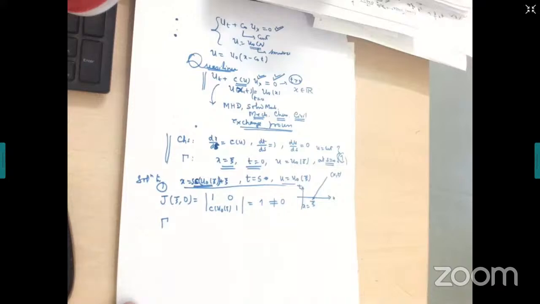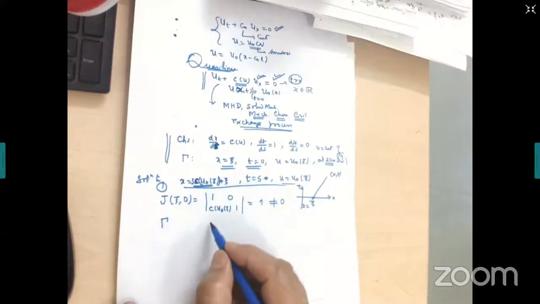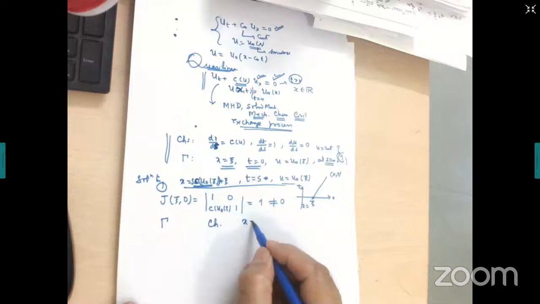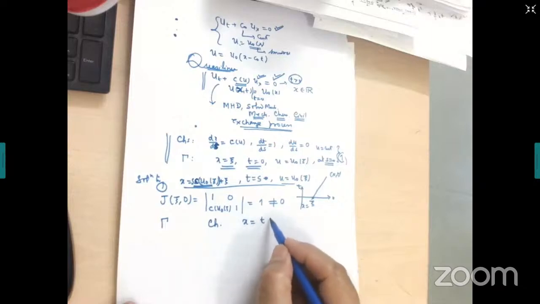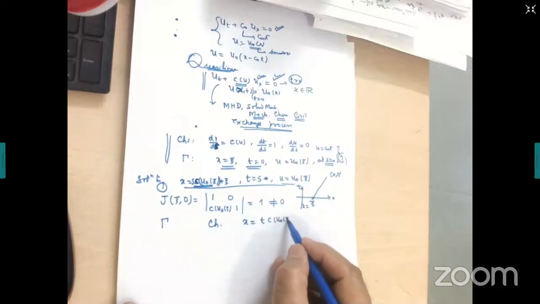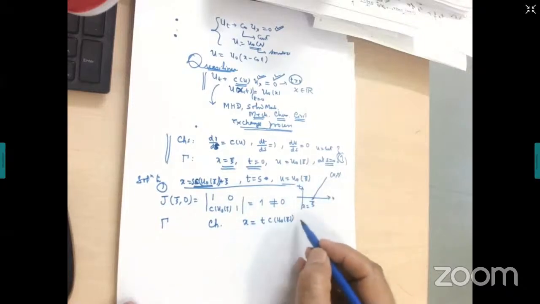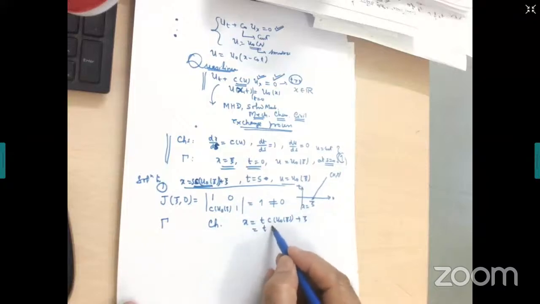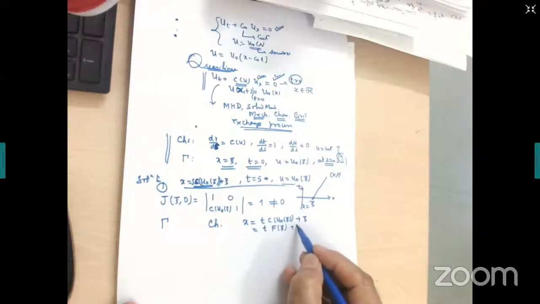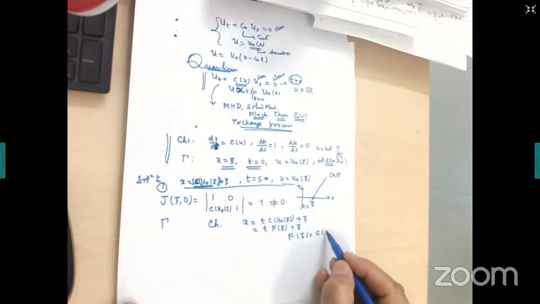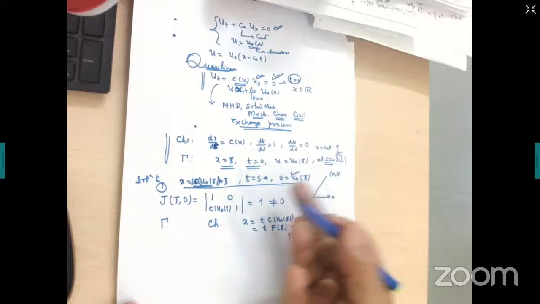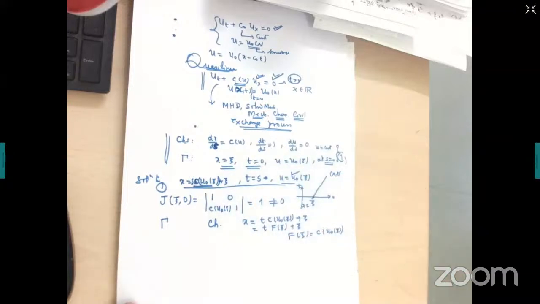These are the characteristics. Is that right? What is S? S is your T. So the characteristics, in fact, are X is equal to T times C of U naught xi plus xi, because C is a function of U and U is U naught xi. So I will replace it by some other function: X is equal to T times F of xi plus xi, where capital F of xi is nothing but C of U naught xi. And what is U naught xi? U naught xi is constant. U is equal to U naught xi. Is that okay?